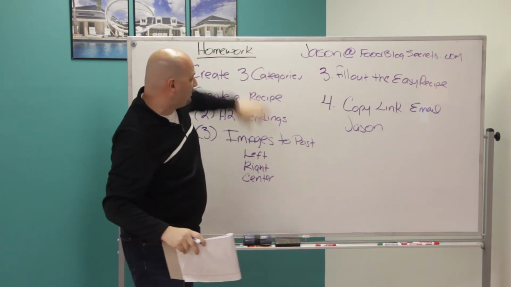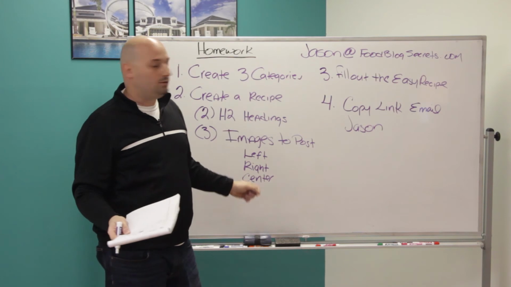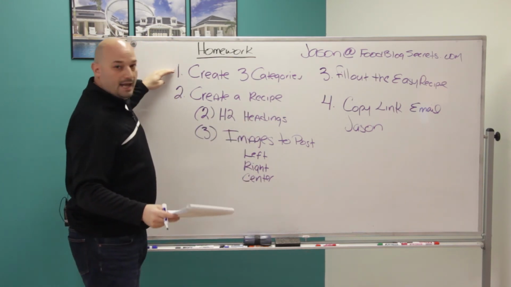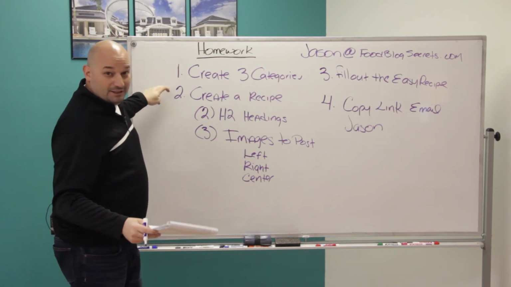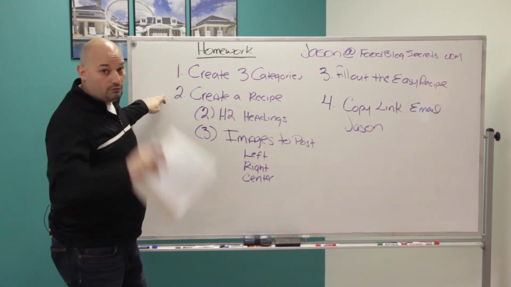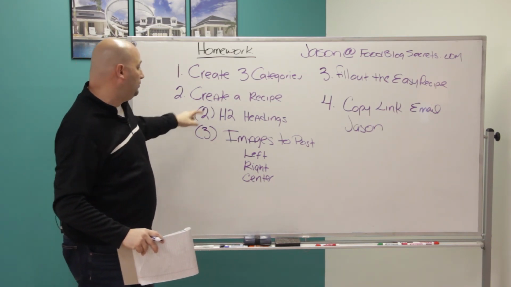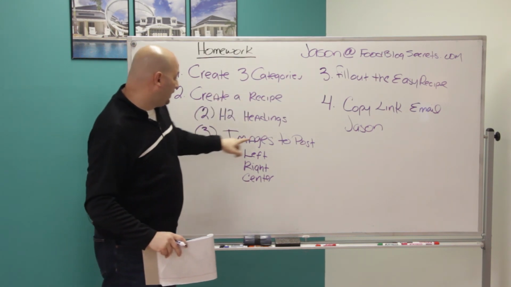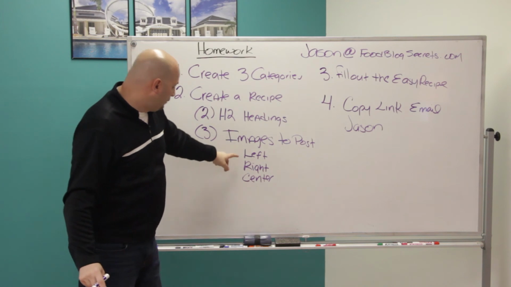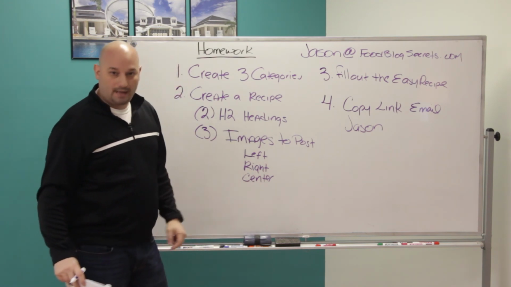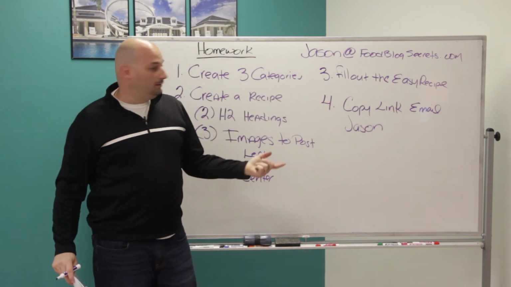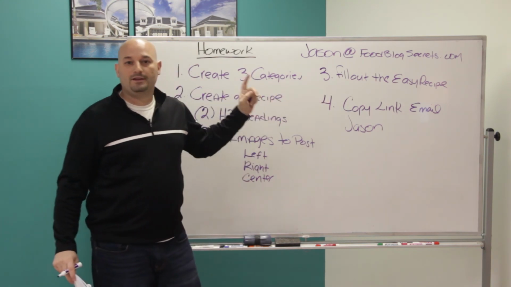Now, just so you know, all this stuff is going to be below. I'm going to list everything below, but I just wanted to explain it to you here on camera. So it's very simple. You're going to create 3 categories. Then you're actually going to create a real recipe. You're going to write it out. You're going to put 2 H2 heading tags. You're going to take 3 images. You're going to align the images left, right, and center. Then you're going to fill out the Easy Recipe plugin, and then you're going to email me the link.